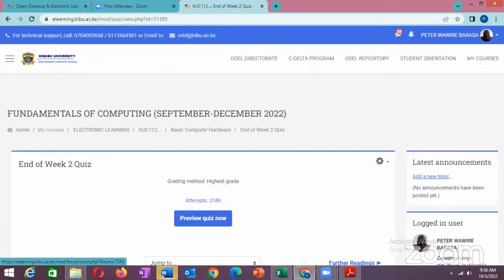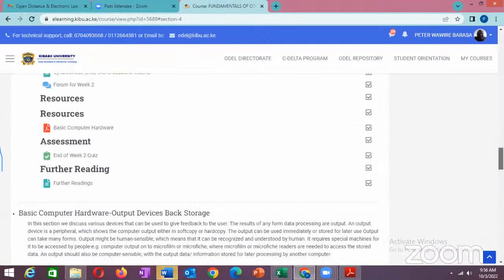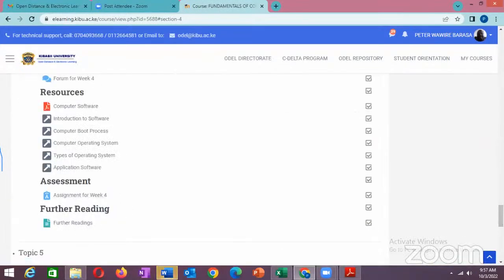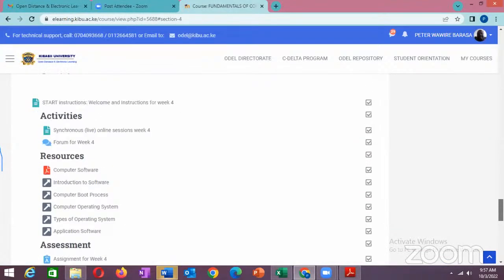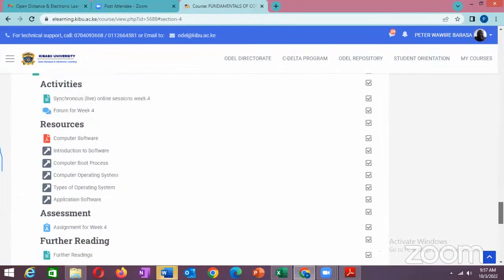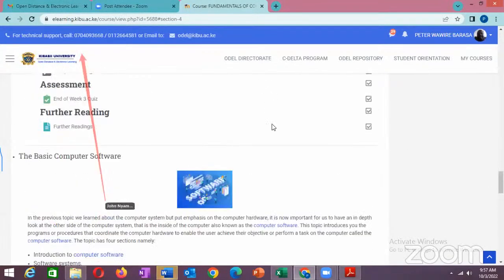Then we have, let me see, the first assignment. So make sure that you attempt the assignment. Now this time it is a written assignment, be able to upload. Week 4 is very clear on what we're supposed to do. So log into your system and be able to do the activities as we have stated. And that will be the most important thing.